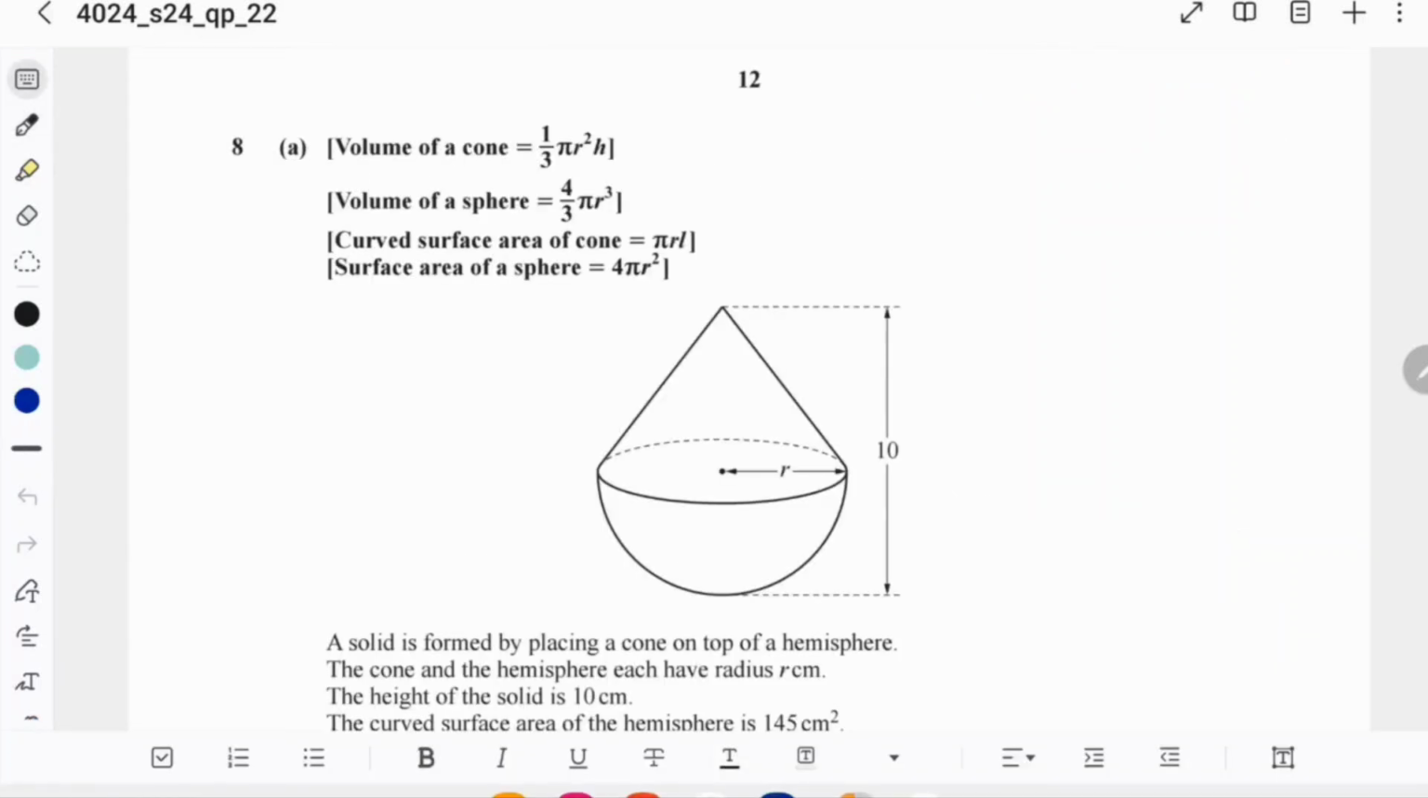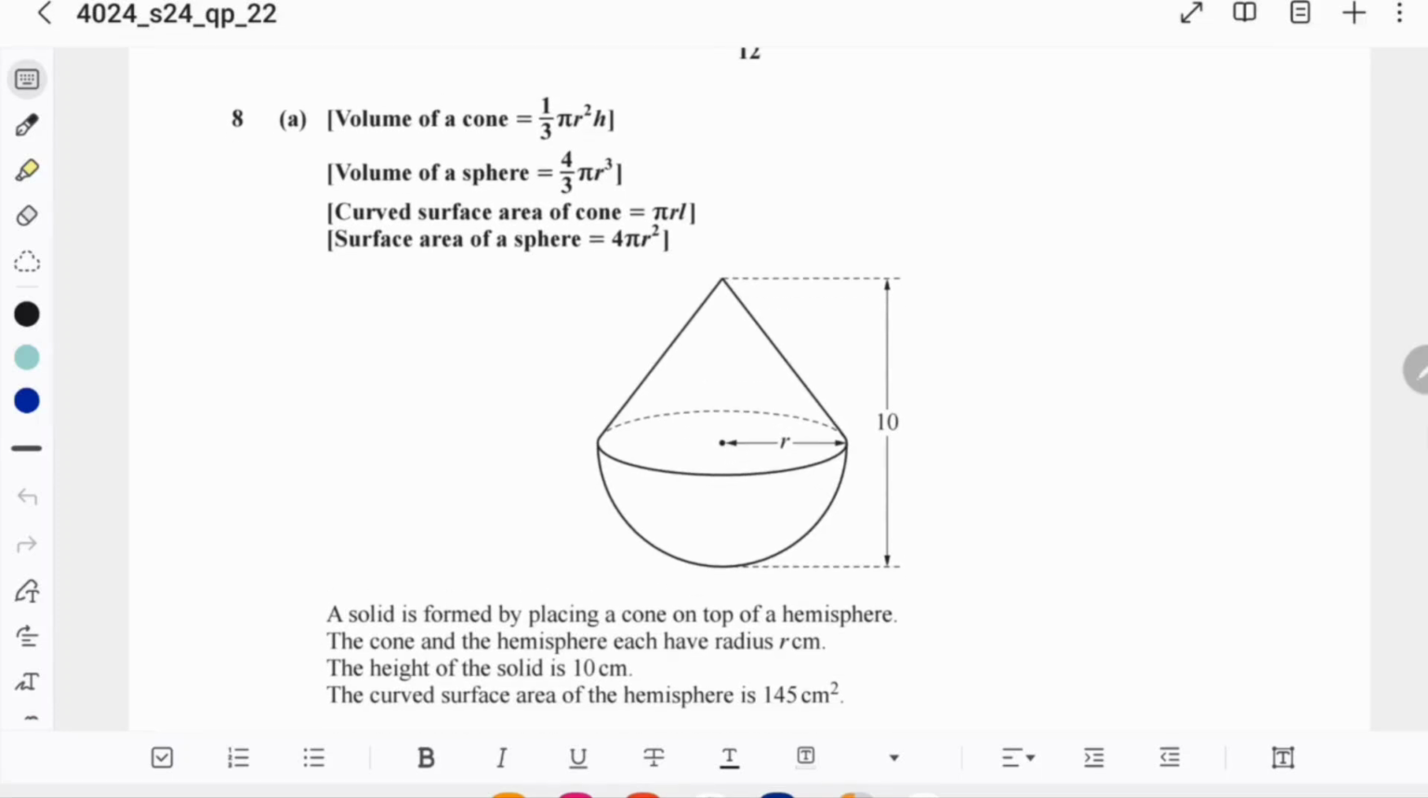So we finished the 2024 mensuration question, October November paper 2-2. Now this is your May June 2024 question paper 2-2. In this paper, it's question number 8. Volume of a cone is 1/3 pi r squared h. Volume of the sphere is 4/3 pi r cubed. Curved surface area of the cone is pi r l, and surface area of the sphere is 4 pi r squared.